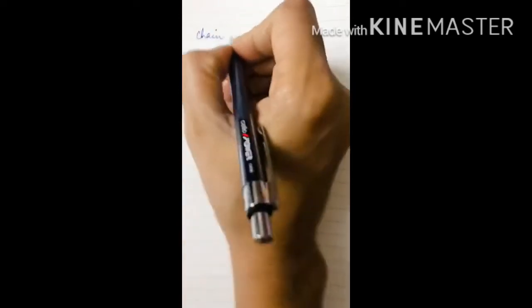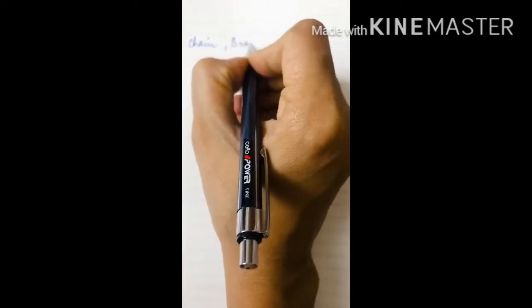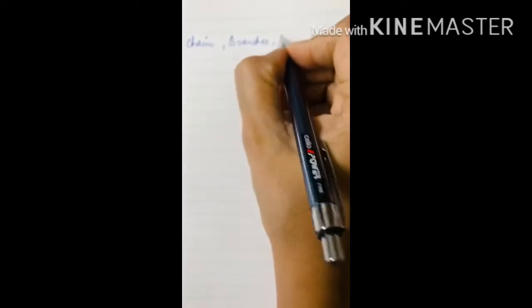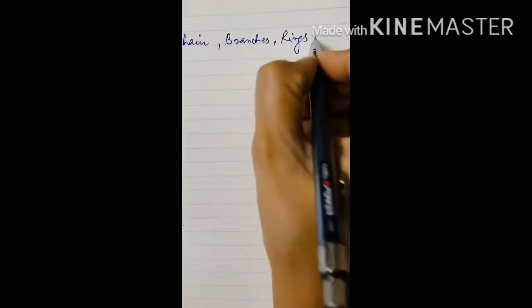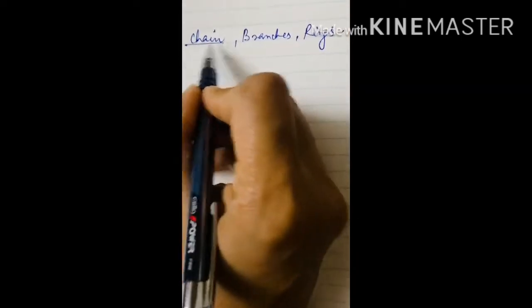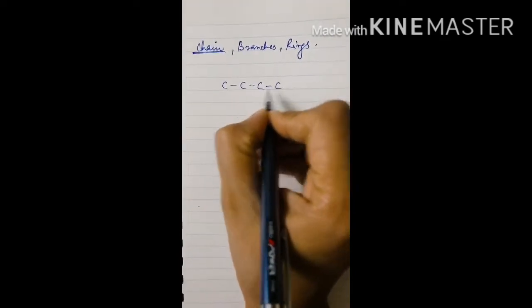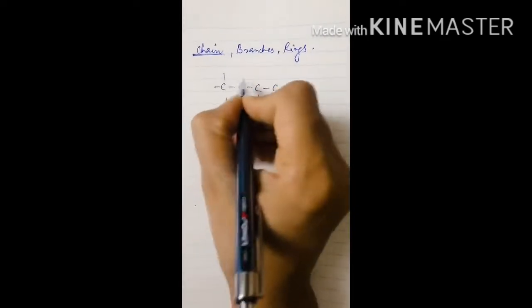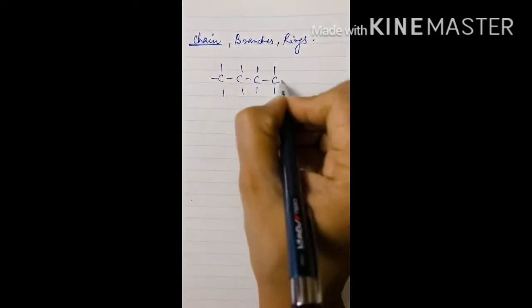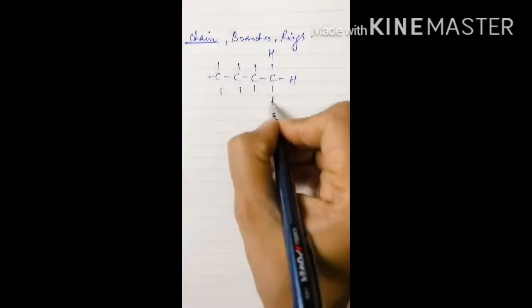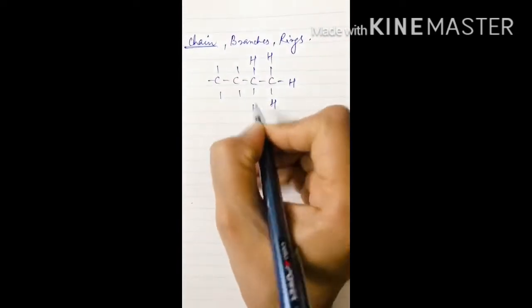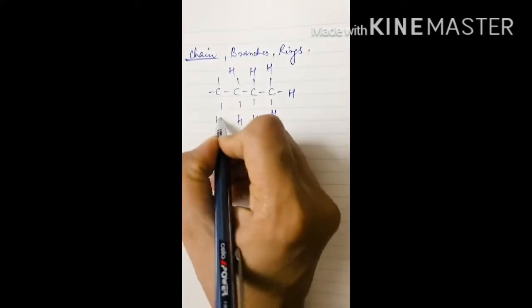Wait. See students, today we will focus on chain, branches and rings. Okay, so let's focus. Like chain, we have already done. You have already seen how chain forms. Okay, so this is clear to you. I don't have to explain much about it because you already know about it. We have already made structures like this.